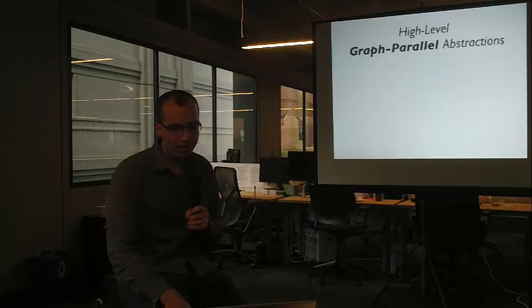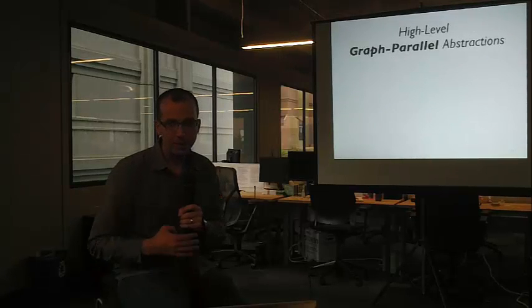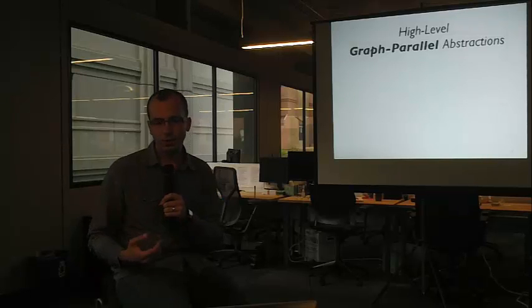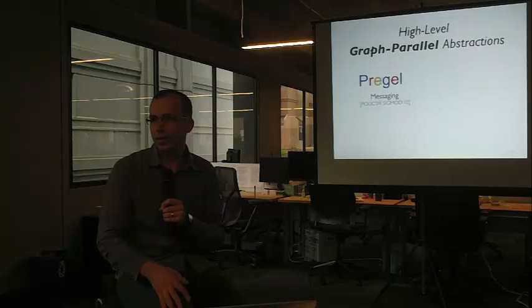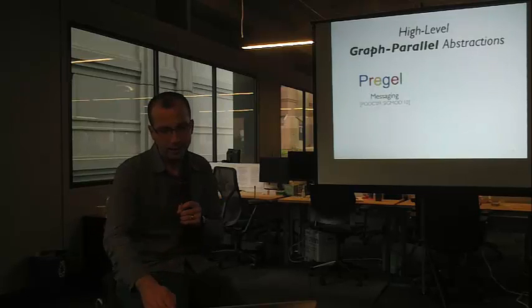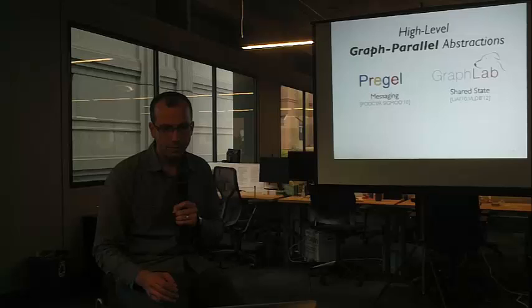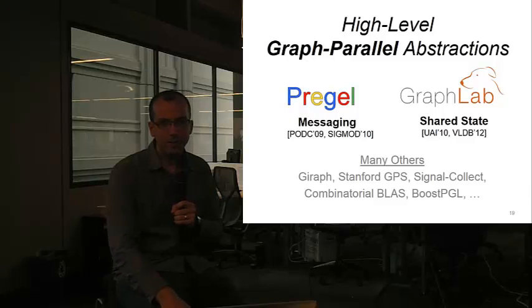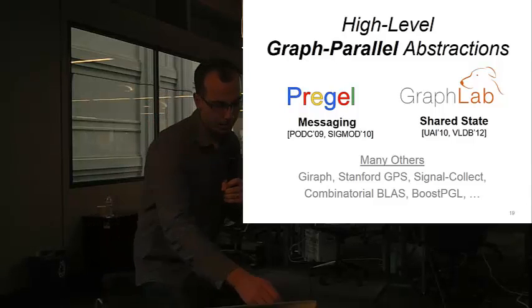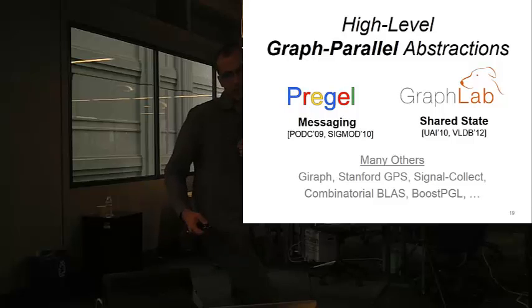Okay, and so there are a collection of high-level abstractions and systems that have been designed to support graph computation. One of the most popular ones is Google's Pregel, and this turned into Giraph. And then the project that I had worked on for my thesis was GraphLab. But there are many others. So there's Giraph, there's Stanford GPS, there's Signal/Collect, Combinatorial BLAS. So a lot of systems have emerged for defining graph algorithms.